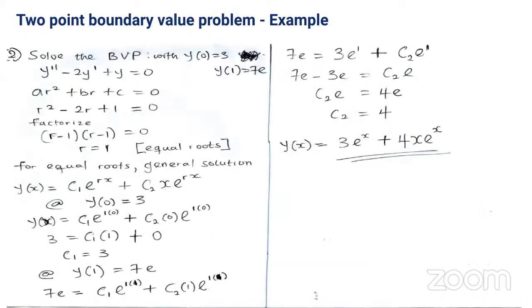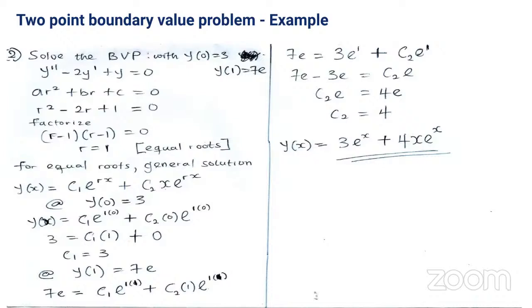The next example, similarly, we are asked to solve the boundary value problem with y at 0 equals 3 and y at 1 equals 7e. We write out the problem. That's the differential equation: y prime prime minus 2y prime plus y equals 0. Put in the auxiliary equation and solve the quadratic equation. We find out that we have 2 equal roots. For equal roots, the condition is that y of x equals c1 e raised to the power rx plus c2 x e raised to the power rx.